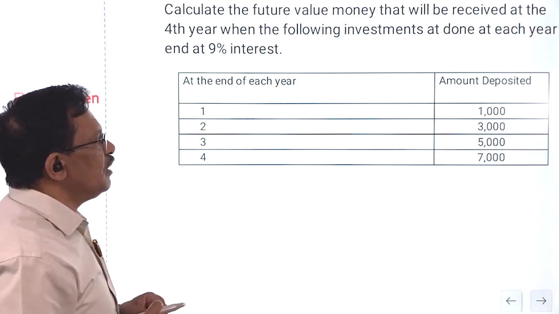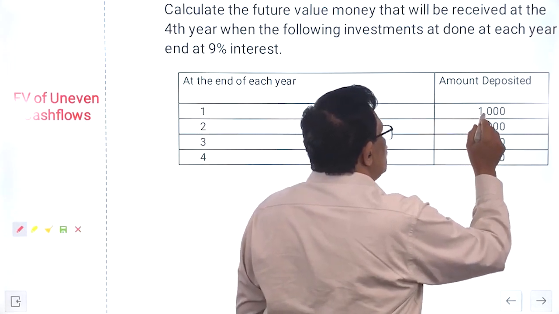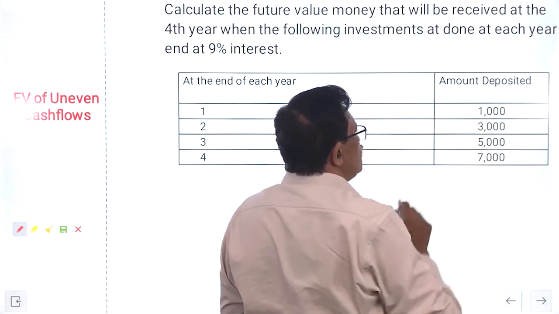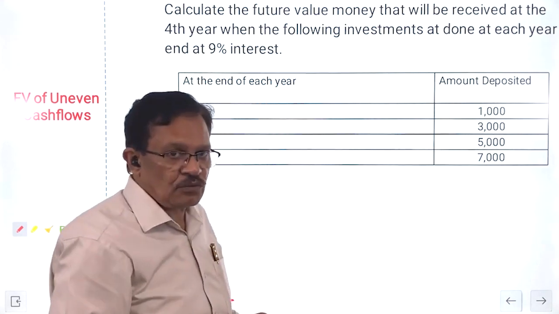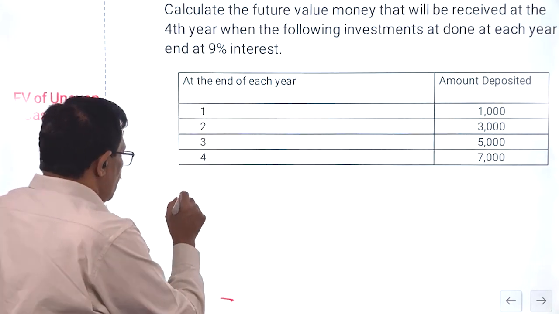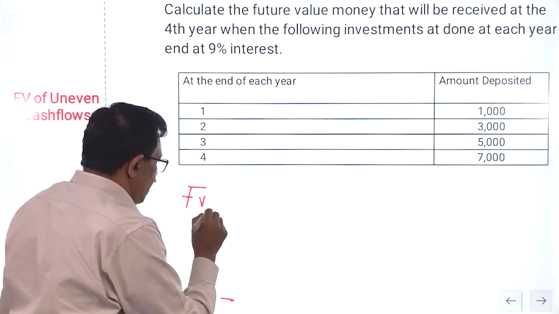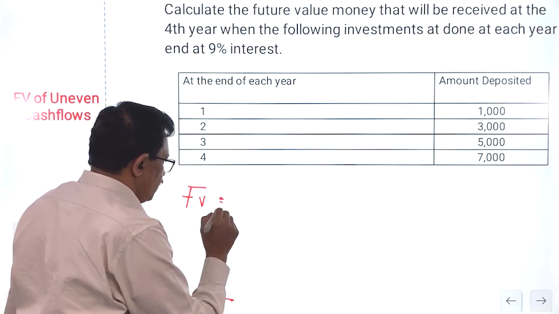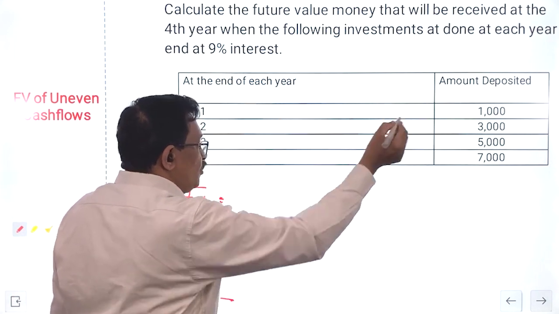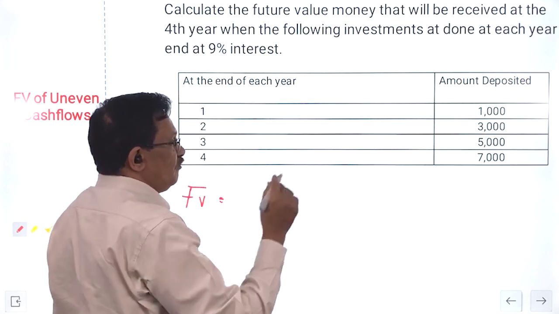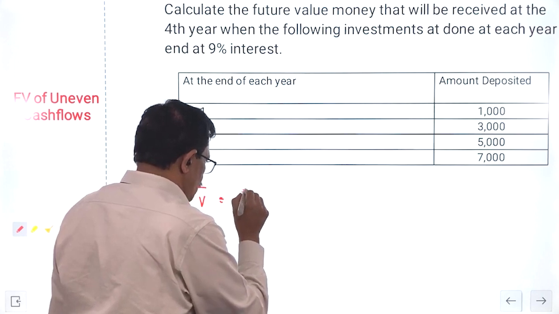As I said, individually we need to calculate the future value of this amount, the future value of this amount, the future value of this amount, and the future value of this amount. Let's do that. The future value here will be the present value, the first outgo, that is rupees 1000.